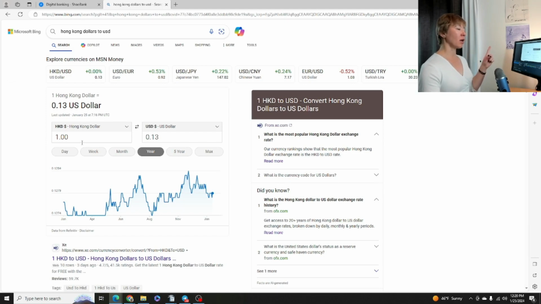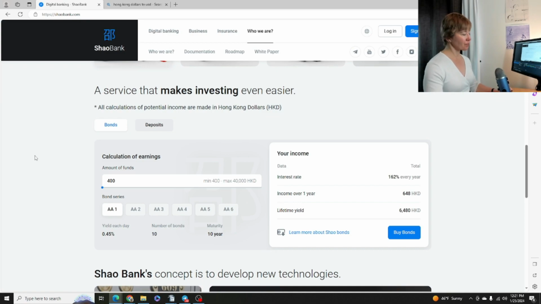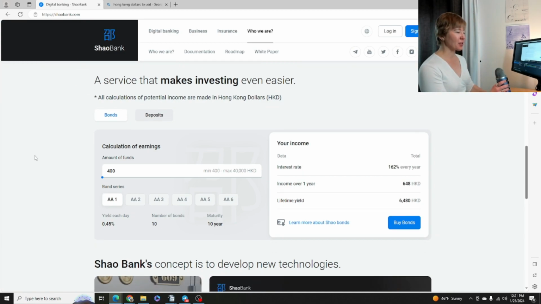So 1 Hong Kong dollar is 13 cents to the US dollar. If we check what 1 US dollar is, 1 US dollar is $7.82 Hong Kong dollars right there. So definitely check that out, because they do a lot of this in Hong Kong dollars. A lot of you in different countries who don't use the US dollar are probably used to thinking about currency exchange regularly. I have to admit, I am not.